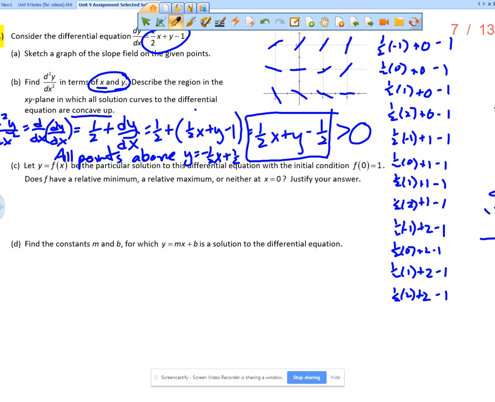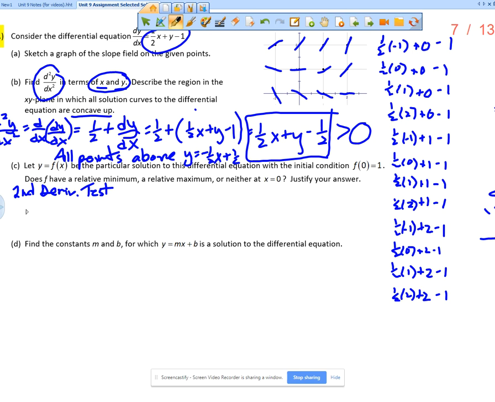Said let y equals f of x be the particular solution to this differential equation with the initial condition f of 0 equals 1. Now notice it doesn't say to find that solution. It just says, does f have a relative minimum, relative maximum, or neither at x equals 0? So now, if d squared y dx squared we just figured out, and we know dy dx, this is actually a second derivative test question.